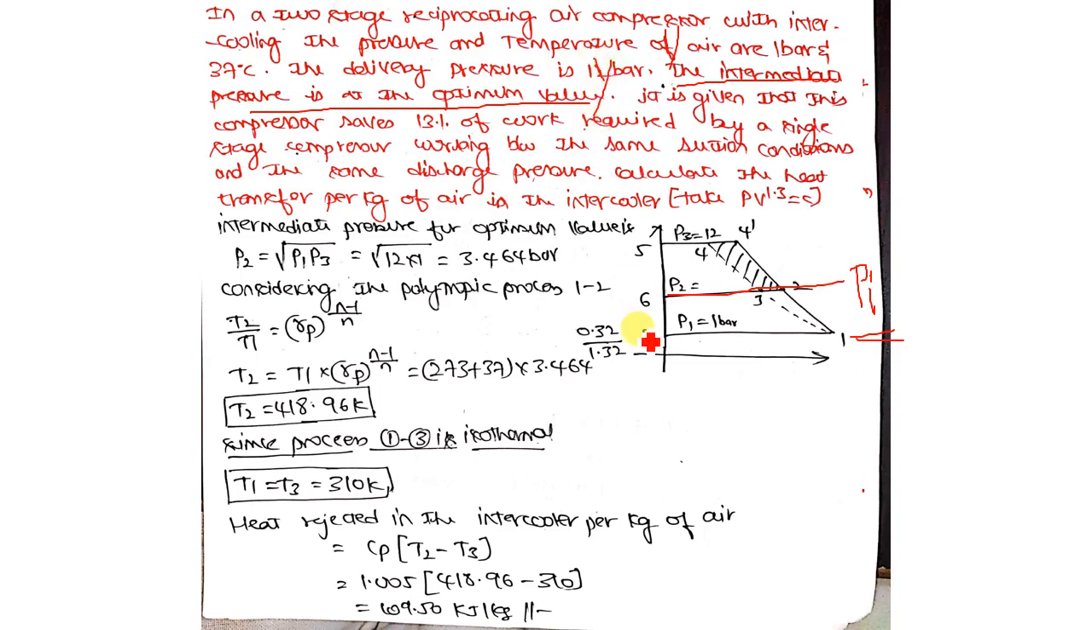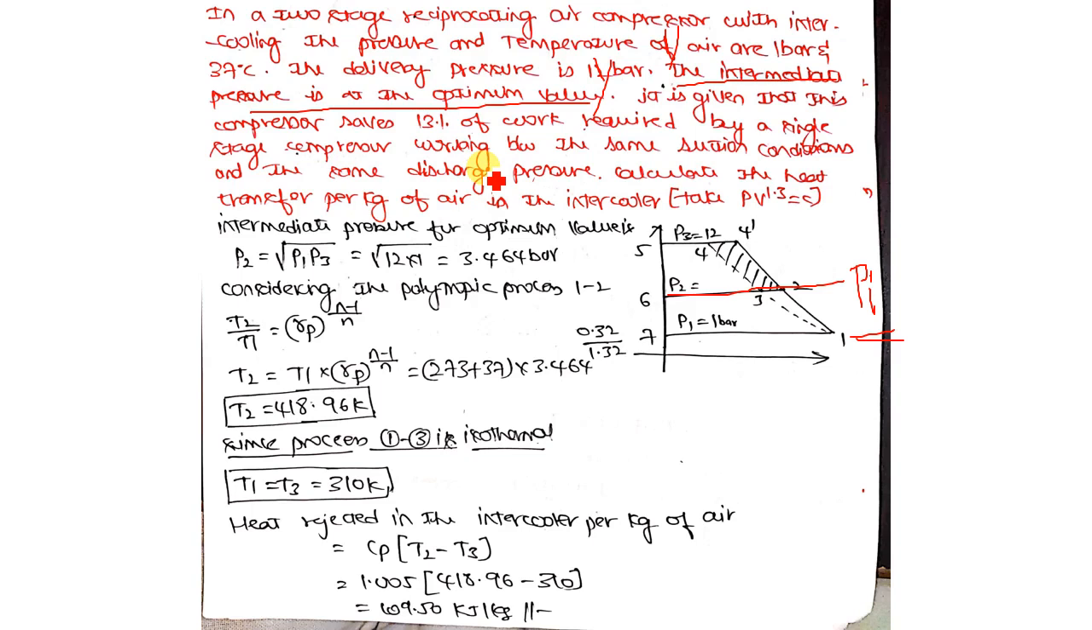It is given that this compressor saves 13% of work required by single stage compressor. So we have done a comparative problem also on this. Comparative problem in the sense comparing the work done by a single stage compressor with the work done by the two-stage compressor. So what is the percentage decrement in the work you have calculated in one of the problems? Kindly refer to it in the previous videos. Okay.